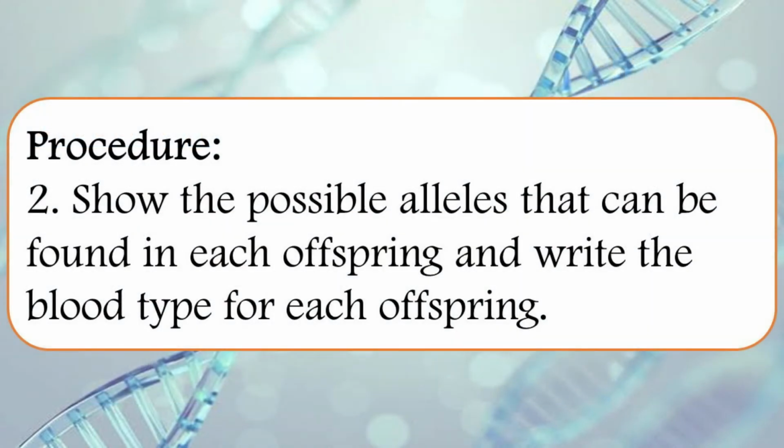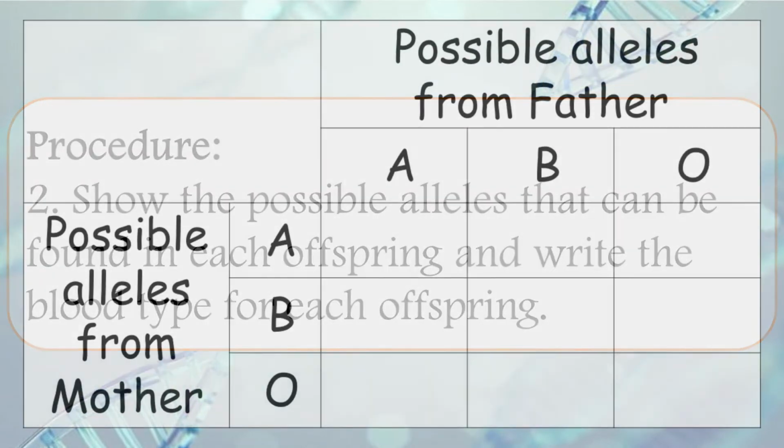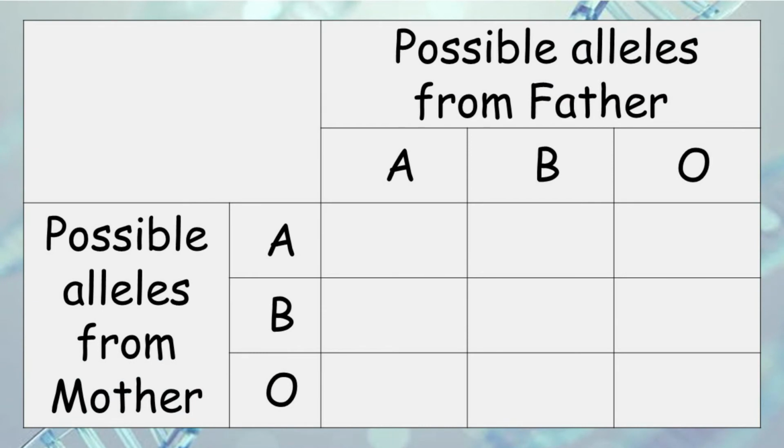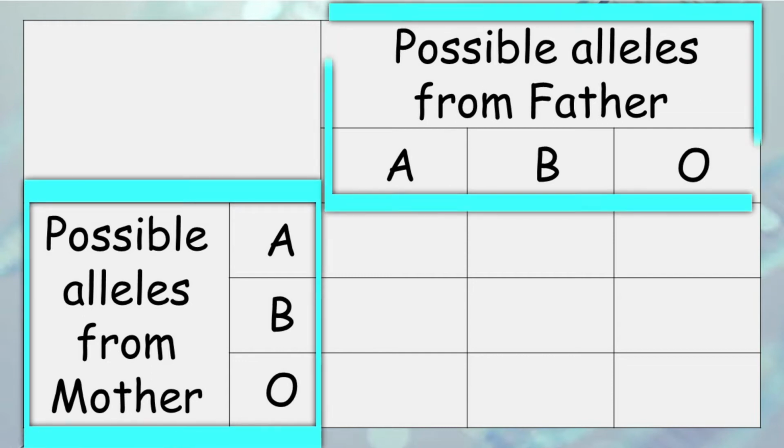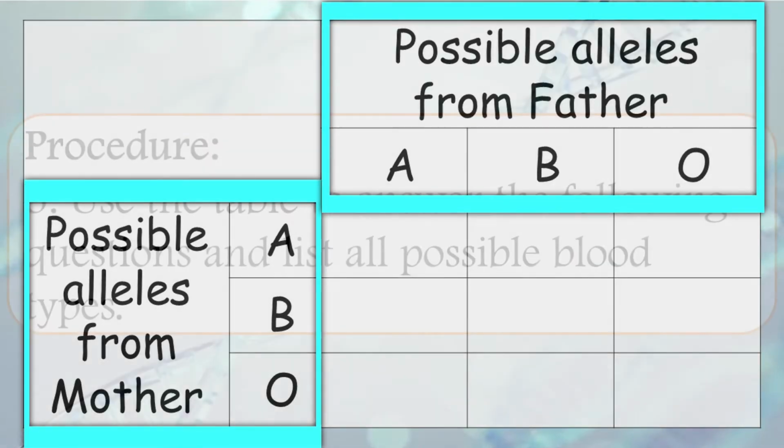Number 2. Show the possible alleles that can be found in each offspring and write the blood type for each offspring. How to do this activity? This is also a Punnett square where you are going to cross the possible alleles from the mother to the possible alleles from the father.